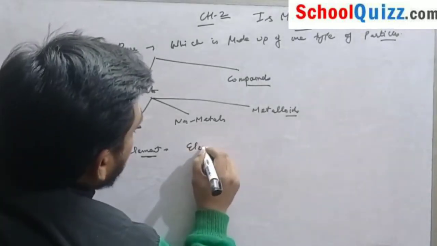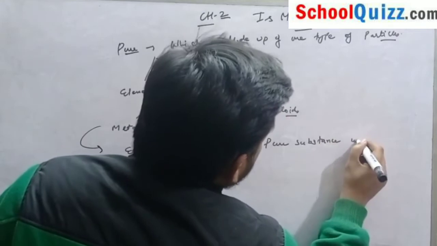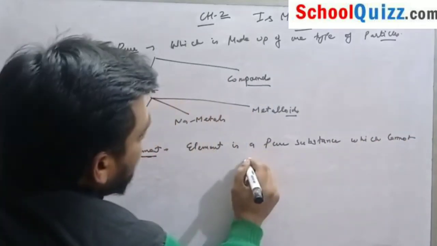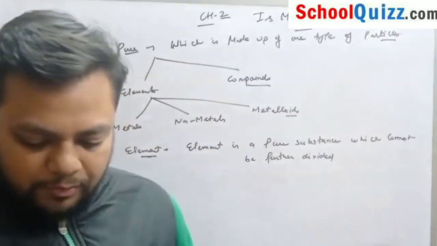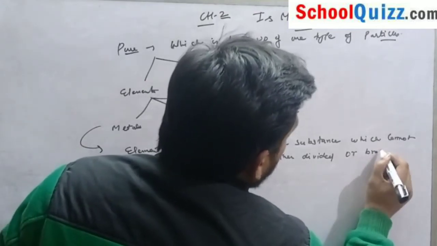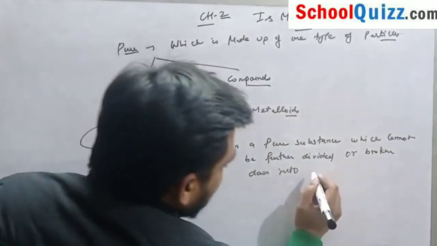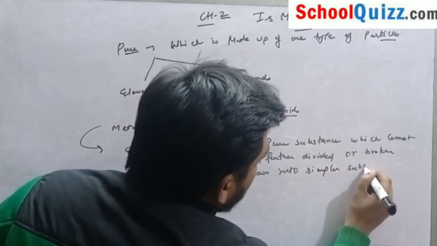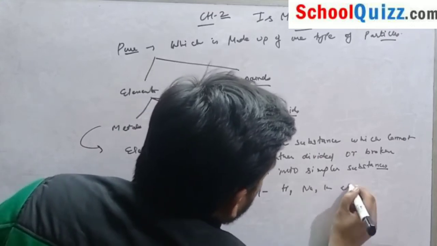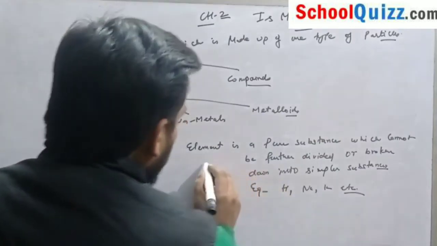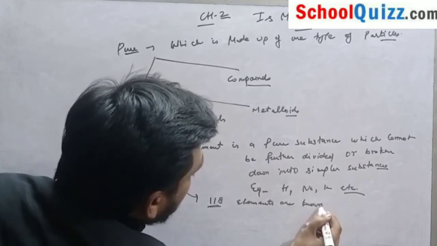An element is a pure substance which cannot be further divided, or we can say broken down into simpler substances. Examples are hydrogen, sodium, potassium, etc. These are all examples of elements. As we know, till now 118 elements are known.